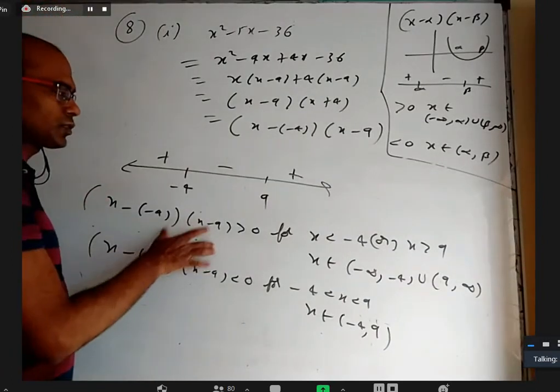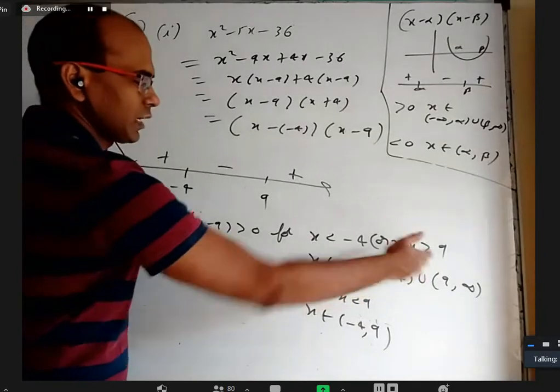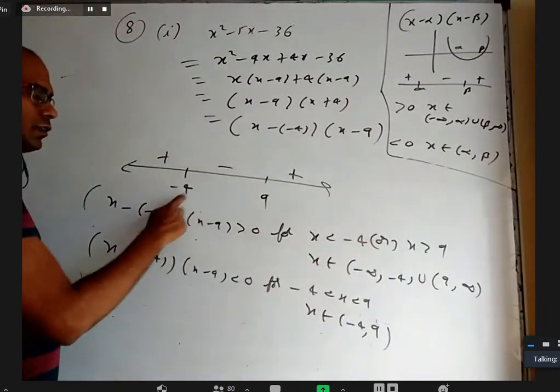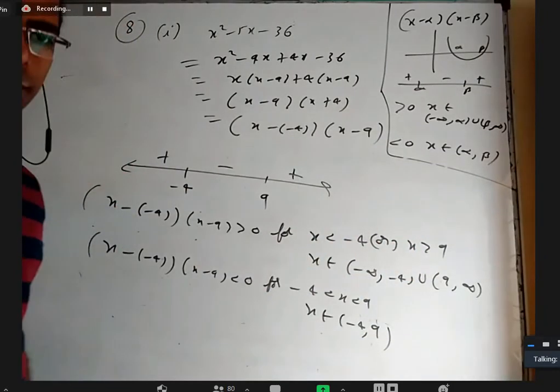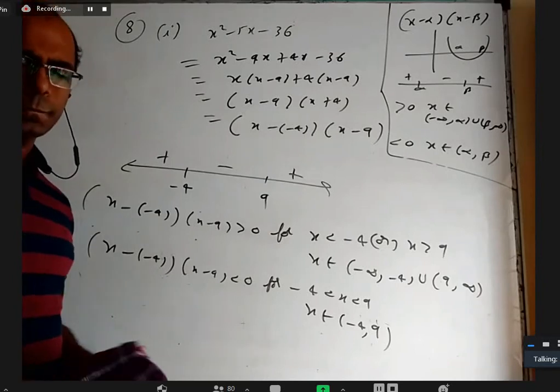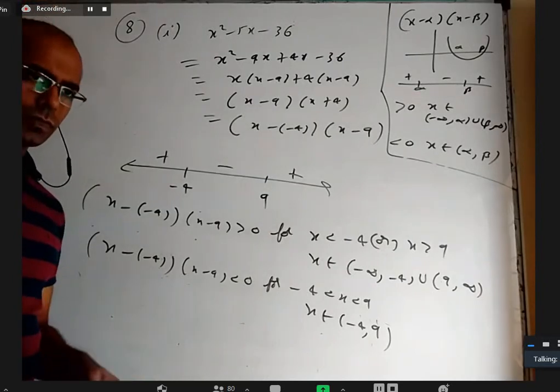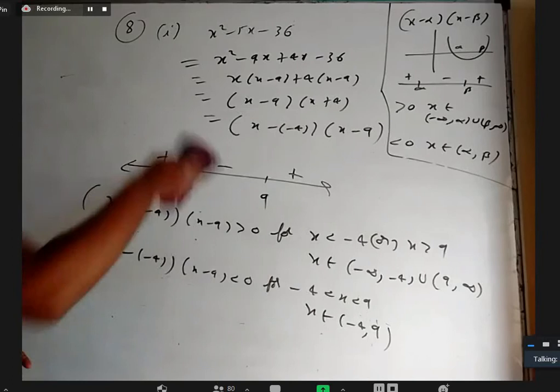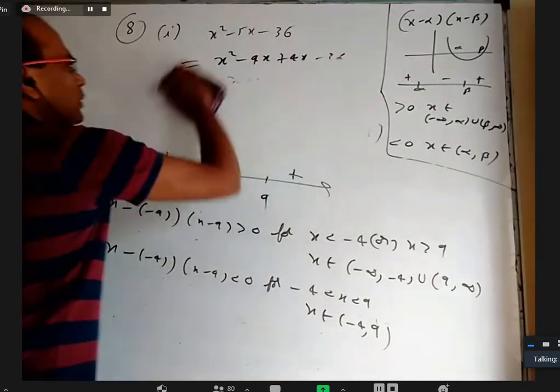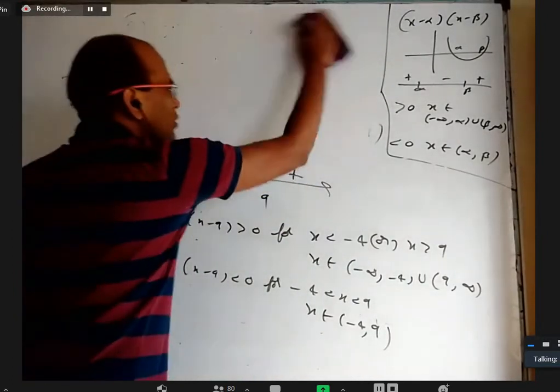Now, where it is positive, that is the answer: after 9 and before minus 4. Where it is negative: between minus 4 and 9. Is it okay? Yes, sir. Okay. I am erasing this. If you have not copied, somebody will send the class notes later on in the class.